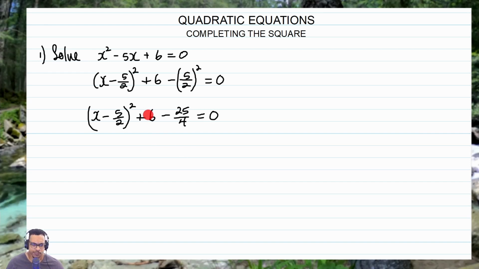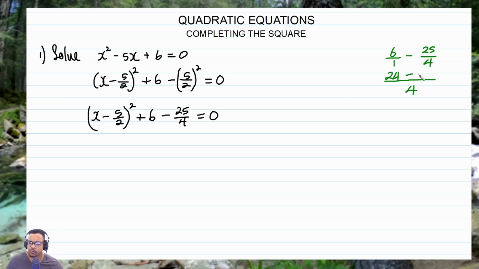So now I'll work out what is positive 6 take away 25 over 4. So I'll just work that across here. I'll put 6 over 1 take away 25 over 4. So I'll find the LCM, and the LCM between 1 and 4 would be 4. So now I'll say 1 into 4, we'll get 4, and we'll take that 4 and multiply it by this numerator, which is 6. So 6 times 4 is 24.